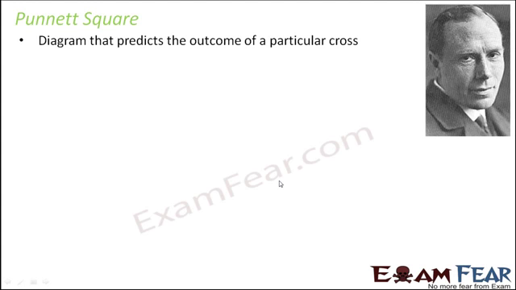So it is basically a diagram that predicts the outcome of a particular cross. With this diagram, no matter how complicated your cross is, you will be able to predict the possibilities of the results, that okay, these are the possible offspring of this particular cross. So let us try to see how the Punnett Square works. As I said, this was named after Reginald Punnett, who worked on this.